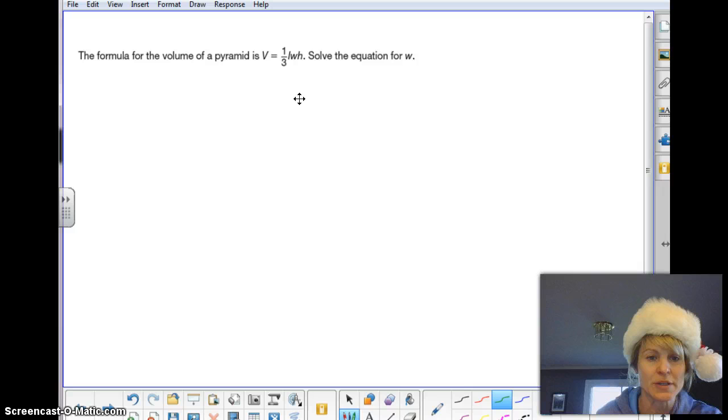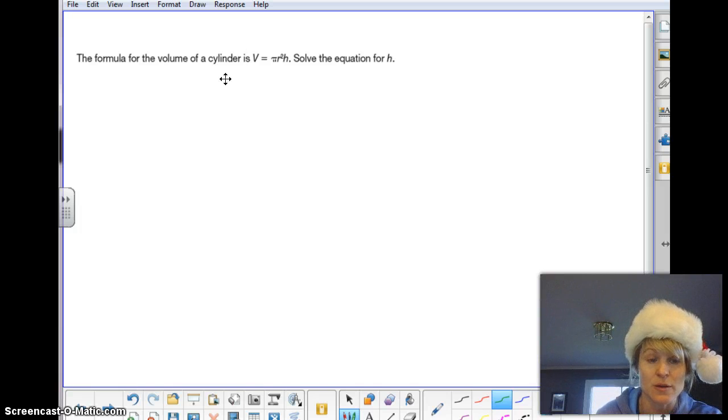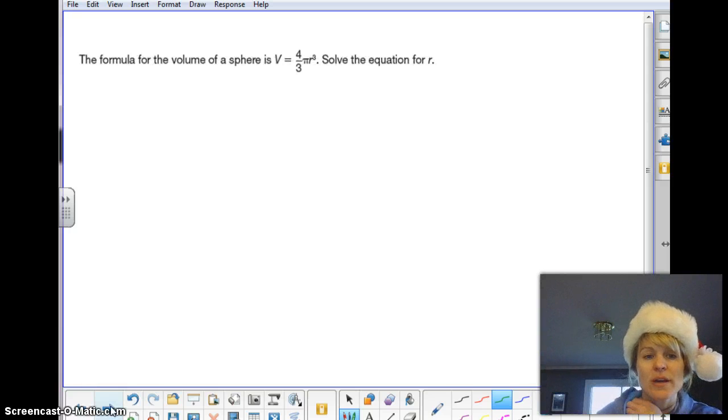All right, so the first one, you need to write the formula for volume and solve for W. Then we need to solve for H in the volume of a cylinder. Remember our little notes about squared. And this last one you might have a little bit of trouble with. This is r to the third, so we'll see how much you know about that.